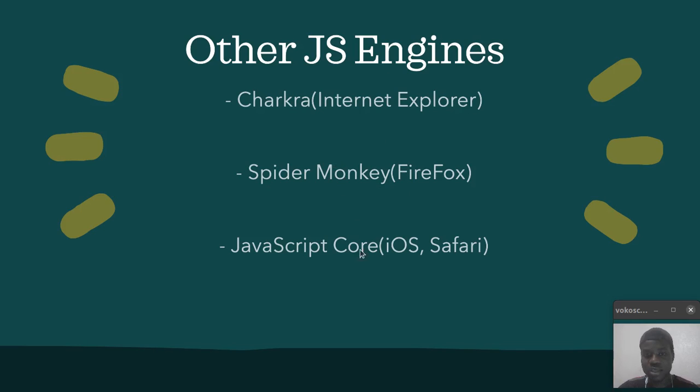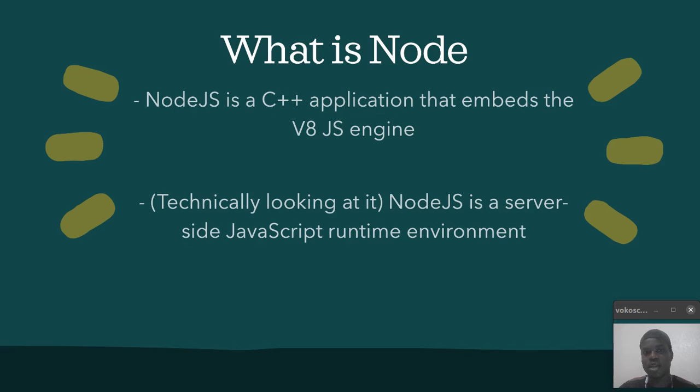And then we have JavaScript Core. JavaScript Core is used to power Safari and is built by Apple. So these are the JavaScript engines that we have. However, what is Node now? Node.js is a C++ application that embeds the V8 JavaScript engine, right? However, from a technical point of view, Node.js is a server-side JavaScript runtime, right?